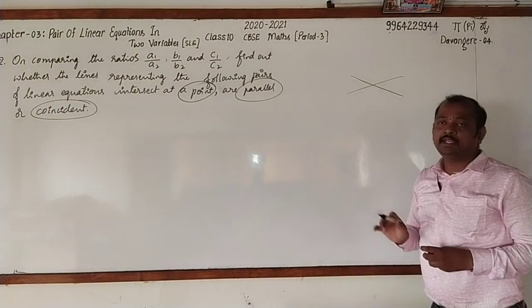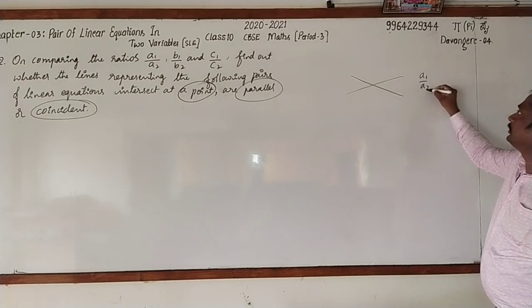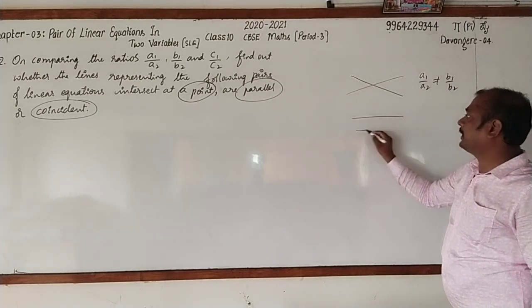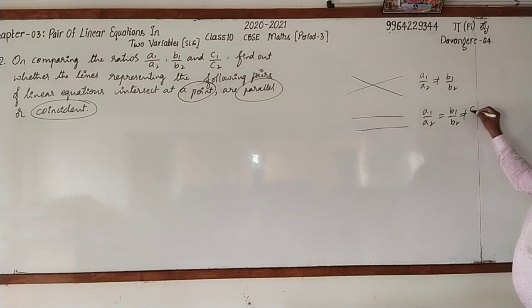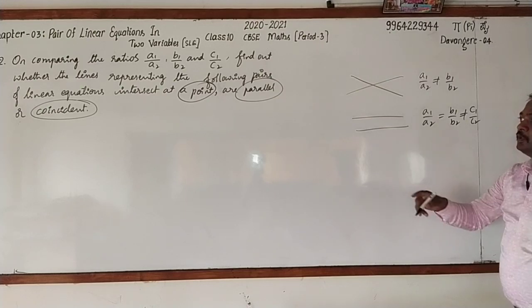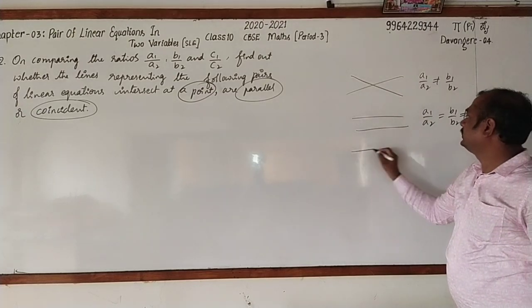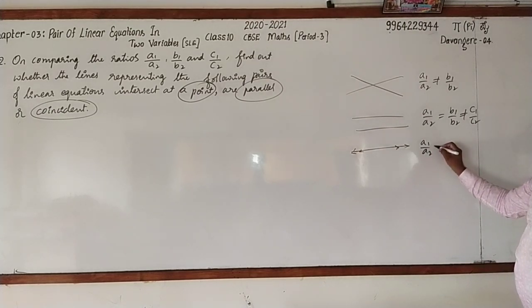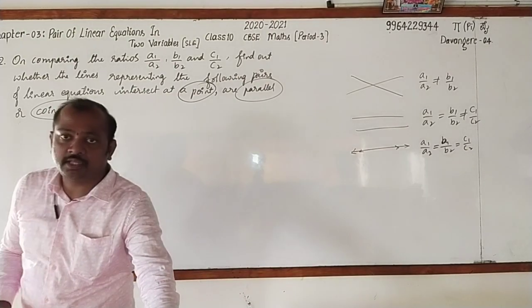The lines will intersect each other if and only if they satisfy the condition that A1 by A2 is not equal to B1 by B2. Right? The lines are parallel, what is that condition? A1 by A2 is equal to B1 by B2 but not equal to C1 by C2. Whereas coincident, that is, a line will lie on the other line. So it is like this, two lines. If and only if they satisfy the condition A1 by A2 equal to B1 by B2, which is equal to C1 by C2. Right?